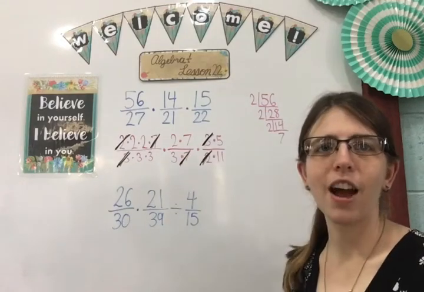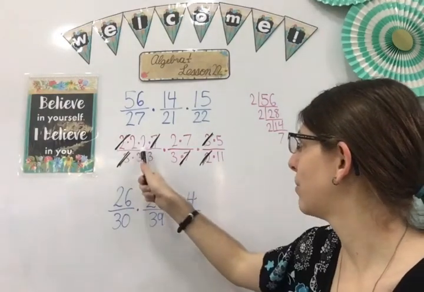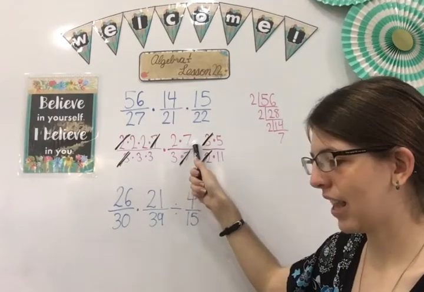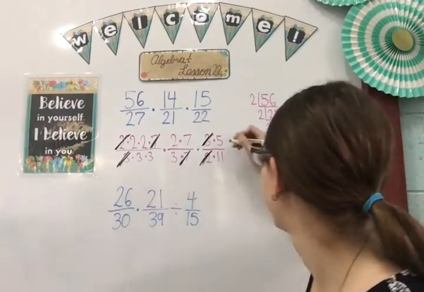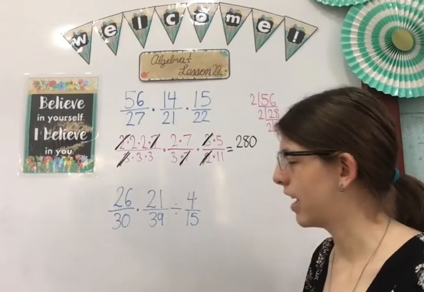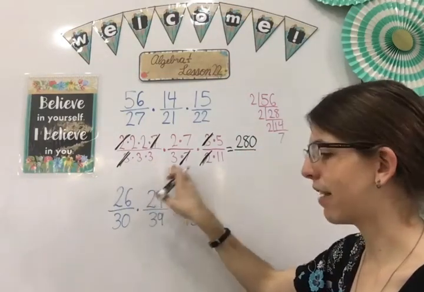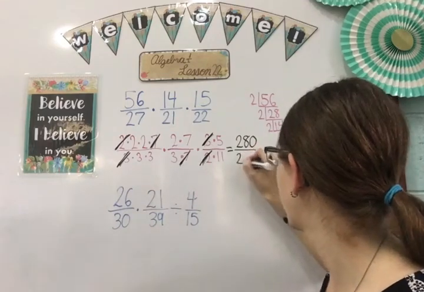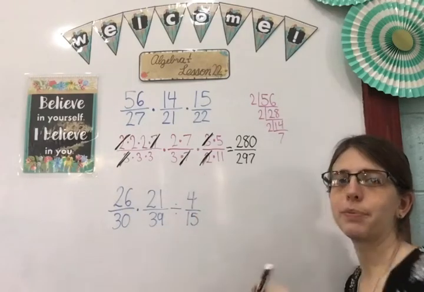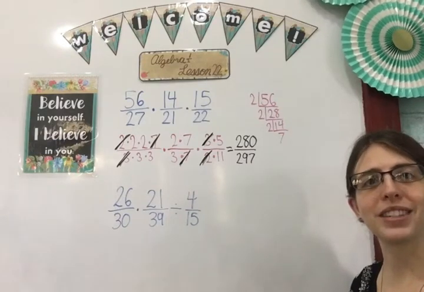There you go. All right, so now I'm going to multiply the numbers that I have left. 2 times 2 is 4, times 2 is 8, times 7 is 56, times 5 is 280. And now for my bottom numbers. 3 times 3 is 9, times 3 is 27, times 11 is 297. And I know, because I canceled out all of these prime factors, that this is as small as my fraction can get. I don't have to worry about reducing it.